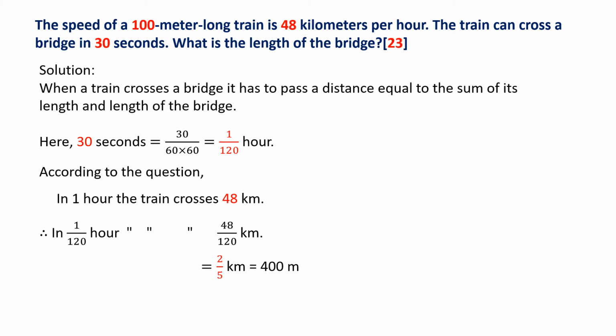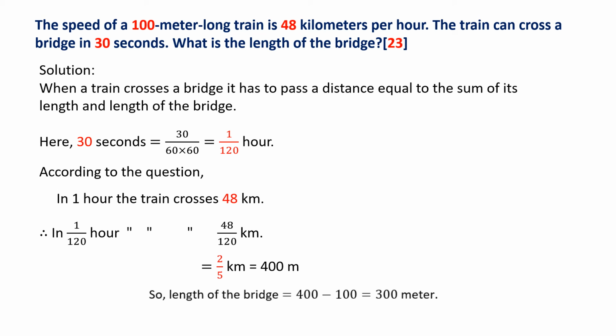That means we are now certain that in 30 seconds, as you can see from the question, the train crosses a bridge. And when a train crosses a bridge, it crosses a distance equal to its length plus the length of the bridge. In 30 seconds it travels 400 meters. That means the length of the bridge is 300 meters. So the length of the bridge is 400 minus 100 equals 300 meters. That's what the question is all about.